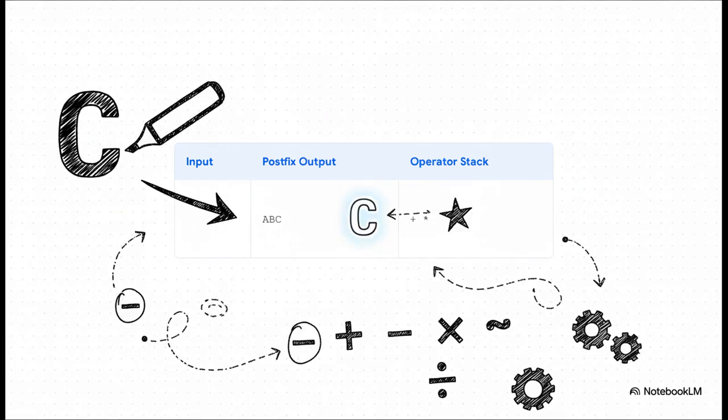So we read our last character, C. It's an operand, you know the drill. It joins the others in the output. Our output string now reads ABC.